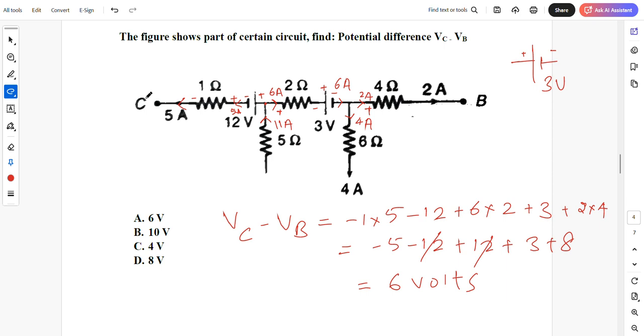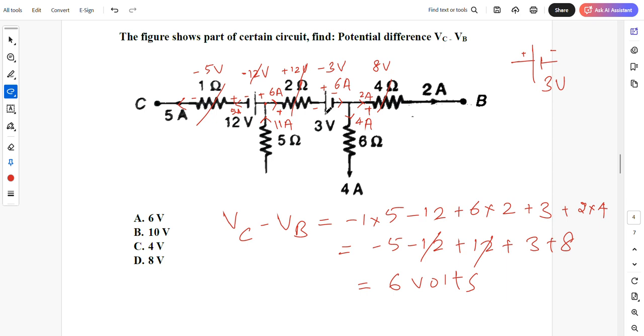Understood? Okay, how much is the drop here? Write it like this. How much is the drop here? The drop here is how much? Minus of 5 volts, right? Here how much is the drop? Minus of 12 volts is there, right? Understood? Here how much is the drop? Plus of 12 volts is there, right? Here how much? Minus of 3 is there. Okay, here how much? 8 volts is there, isn't it? Minus and plus gets cancelled.